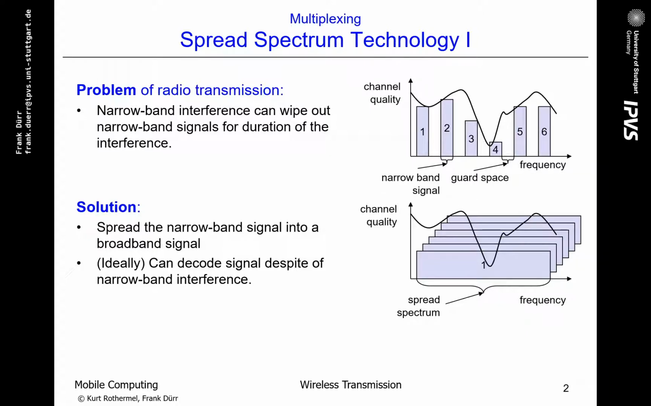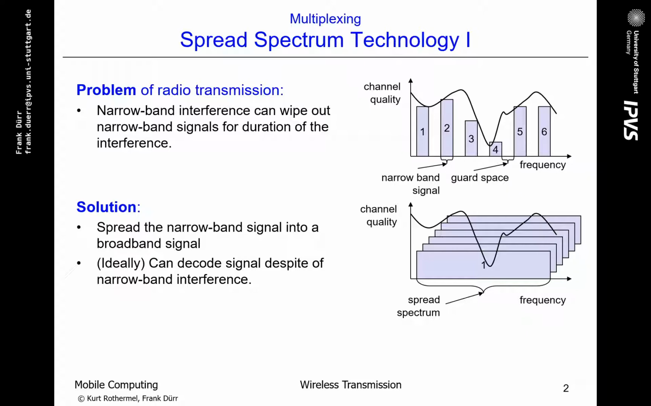Now we distribute the different senders to the different channels. Some senders will send on channel 1, some on channel 2, some on channel 3, and they will be statically allocated to these channels. Okay, so this is what frequency division multiplexing so far did for us. Now comes the narrowband interference.